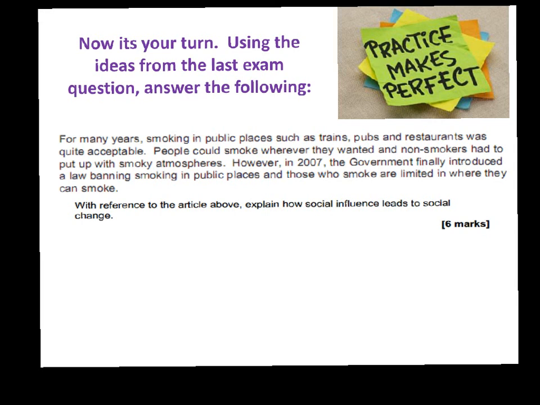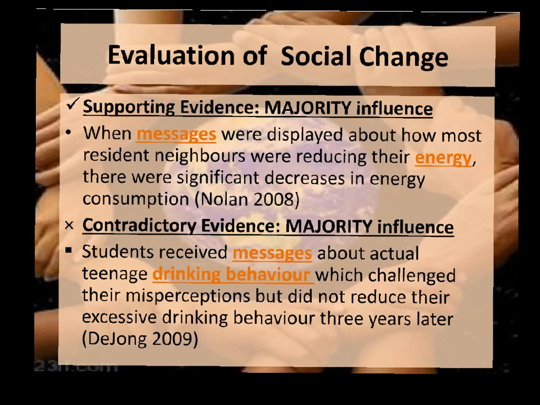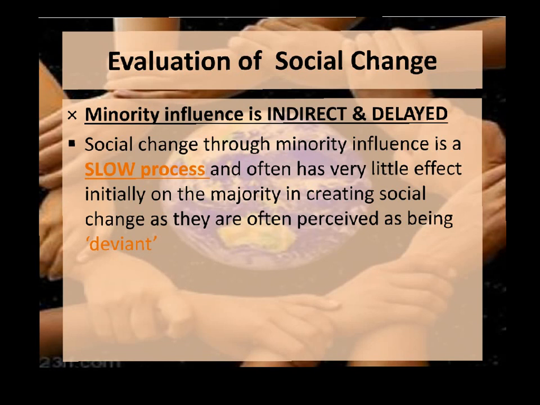Now, that's all we're going to be covering in this particular lesson. You will see there is some reference to evaluation material. So there is some supporting evidence, some criticisms that minority influence is indirect and it's delayed and it's a very slow process, but your teacher will cover these in more detail with you in that recap lesson, because the final question that we've got in this area is a 12-mark question, which is obviously an essay, and some of you are struggling with writing those essays.